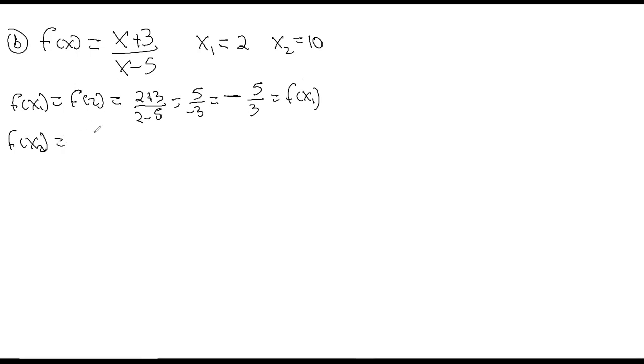F of the second point's 10, so f of 10. That is the x value is 10. So that would be 10 plus 3 over 10 minus 5. 10 plus 3 is 13. 10 minus 5 is 5. And that's irreducible. So that's our f of x2.